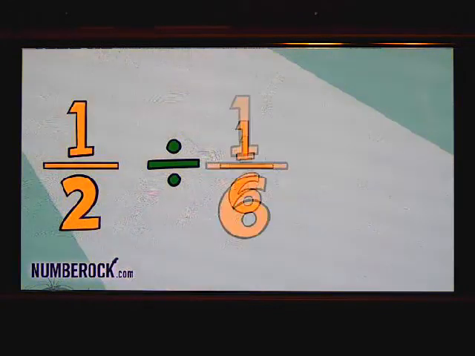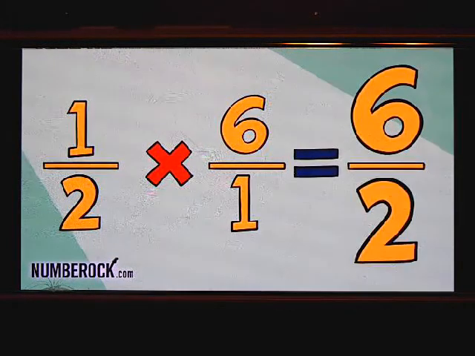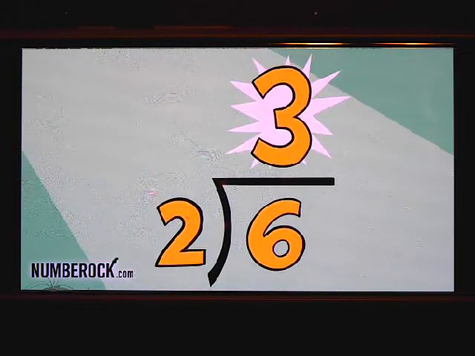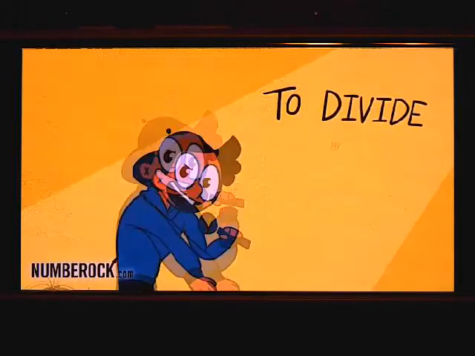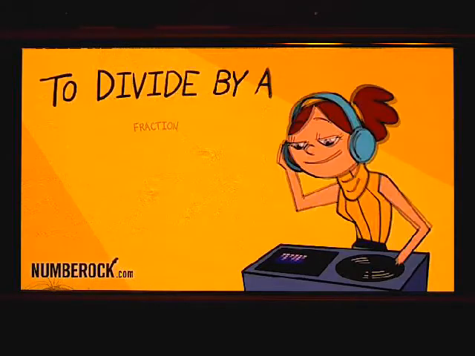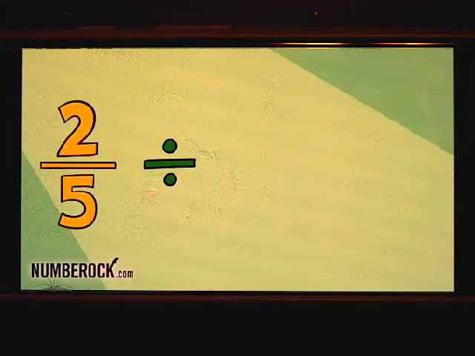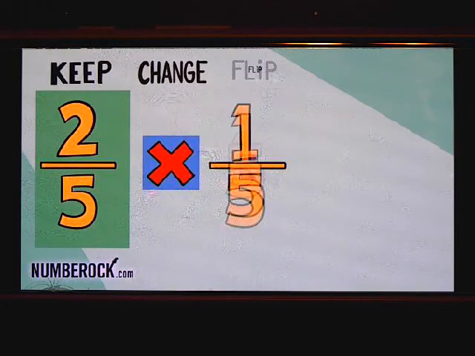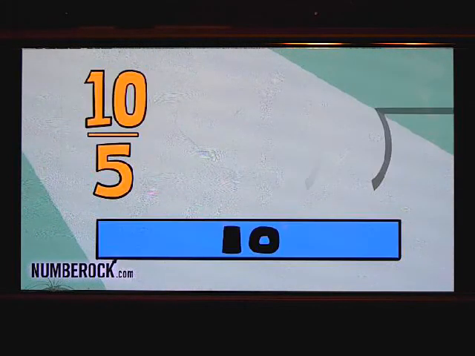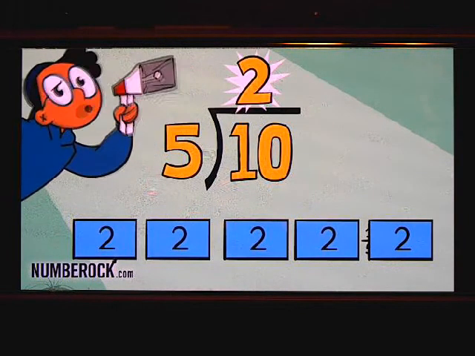To divide by a fraction, here's a tip. Keep, change, flip. To divide 1/2 by 1/6. Keep, change, flip. 1 times 6 is 6, and 2 times 1 is 2. It's an improper fraction, so we're not through. Divide 6 by 2, and the quotient is 3. Keep, change, flip. It's all that you need. To divide by a fraction, here's a tip. Keep, change, flip. To divide 2/5 by 1/5. Keep, change, flip.